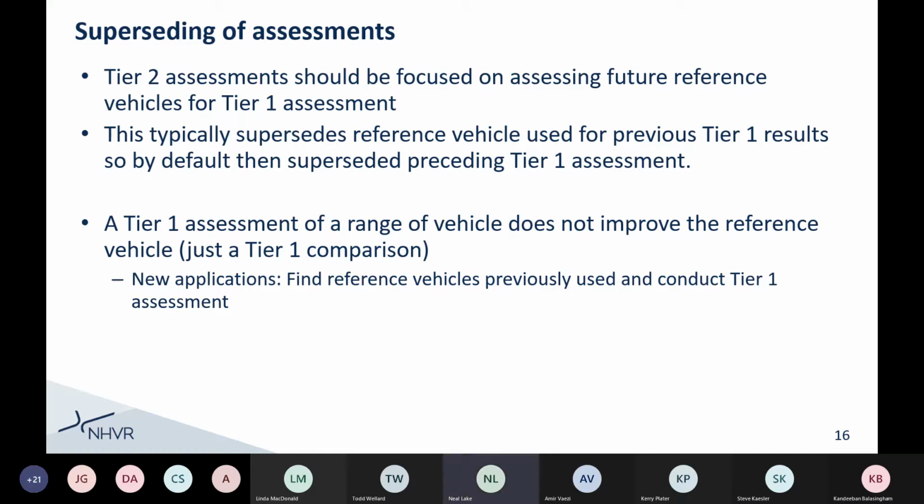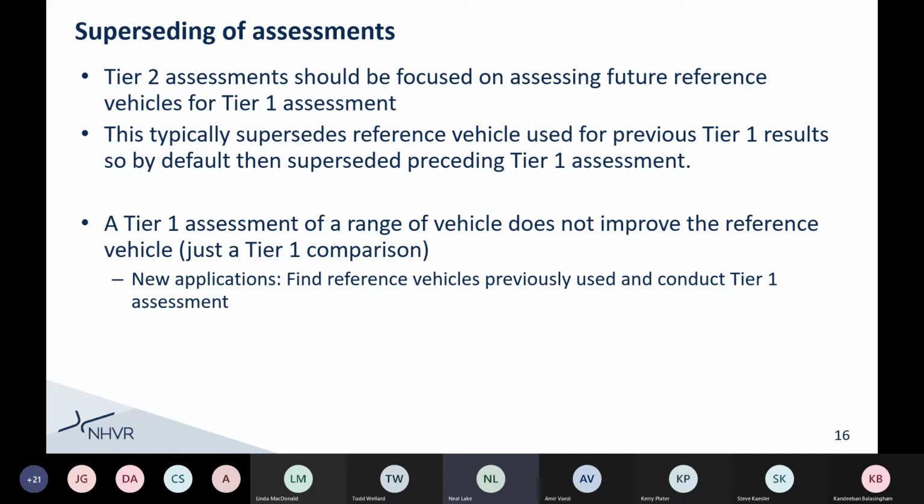Essentially, with those Tier 2 assessments, what we're trying to do is focus on assessing future reference vehicles for Tier 1 assessment. Now, if you have a Tier 2 assessment, the latest Tier 2 assessment is generally considered your defining, most current assessment. If you have previous Tier 1 assessments that have been done to different reference vehicles than what came up in that Tier 2, then those previous Tier 1 assessments would potentially be superseded, and could be redone with your new reference vehicle. So any upgrade in a Tier 2 assessment really supersedes previous assessments.